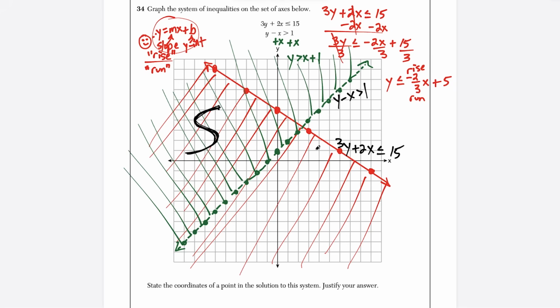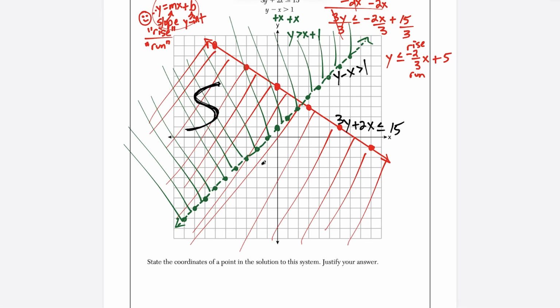So now that I have everything labeled, I'm just going to go ahead and find a point that is a solution to the system. Let's say I pick out a random point like this one over here. I'm just going to identify the coordinates. This is negative 1, 2, 3, 4, 5, and then 1, 2, 3. So the point (-5, 3) is a solution to the system.